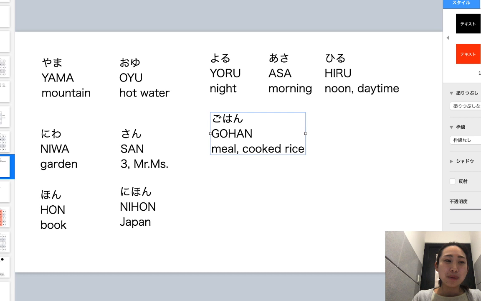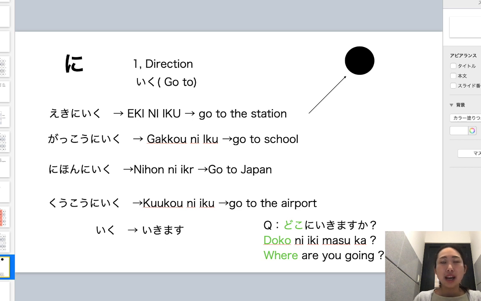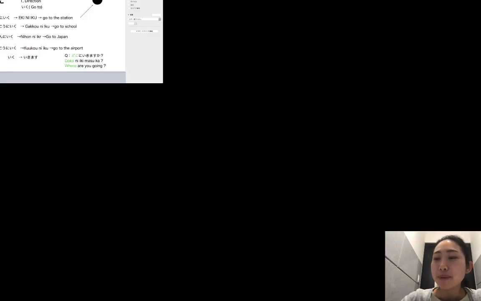And also we talked about ni last time. Do you remember? Ni is kind of like a particle which connects word and word and adds some meaning to the sentence. Last time we saw it showing direction, like eki ni iku, go to the station, gakkou ni iku, go to school. But today I want to tell you some other ways to use ni. So let's get a closer look.